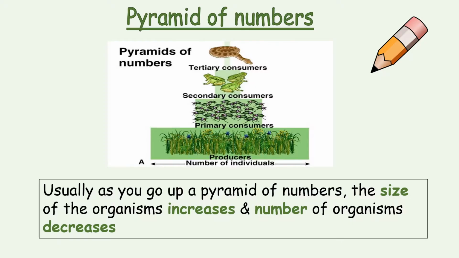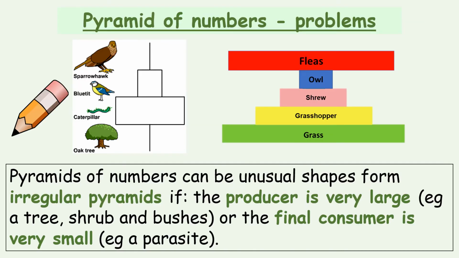So usually, as you go up a pyramid of numbers, the size of organisms increases and the number of organisms decreases, so you end up having a pyramid shape. However, there are exceptions to this. So pause the video and write down when you think there would be an exception to this before I go over the answer. So the answer is that sometimes pyramids of numbers can be unusual shape and form irregular pyramids.